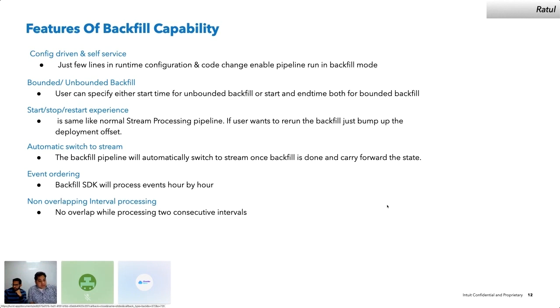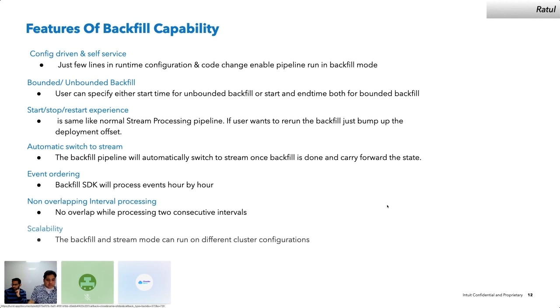And non-overlapping interval processing, that means in the backfill mode, whenever the Beam pipeline is processing between 8 to 9 o'clock data, it should not pick up the data between 9 to 10. Why? Because our requirement was it has to be distinct processing.